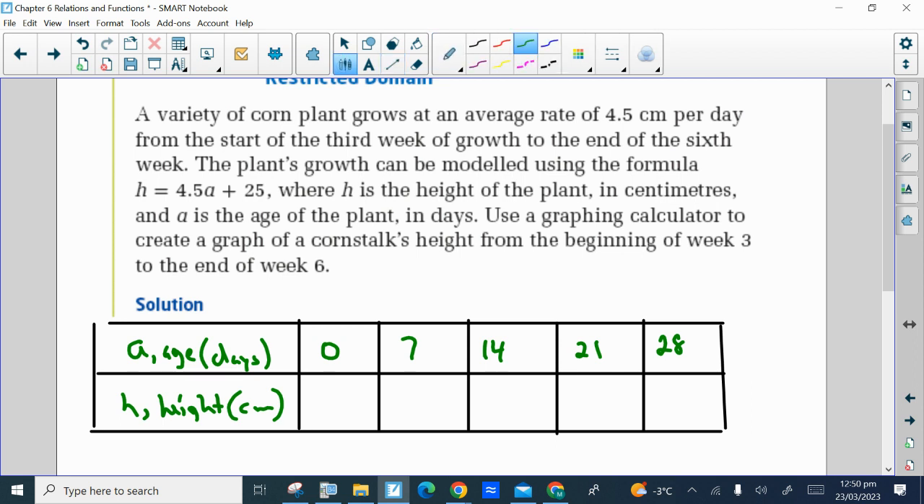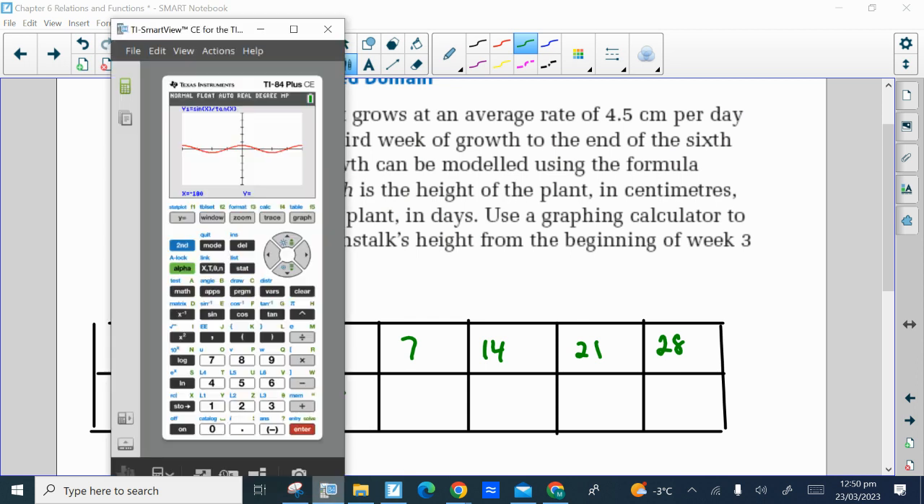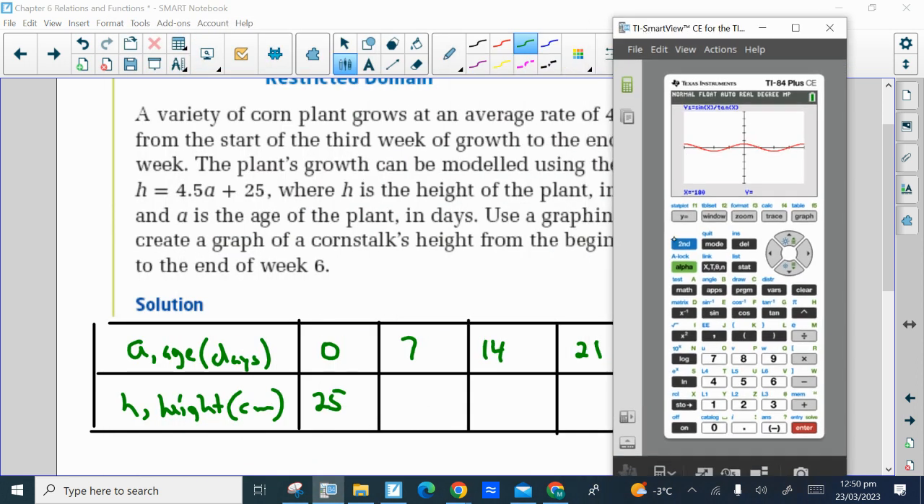And we can plug those different values of a into the equation. When a is 0, 4.5 times 0 is 0, but then you're going to add 25. So this is the height of the plant at the start of the 3rd week. And then after 7 days, which will be the end of that 3rd week, we're going to let a equal 7.